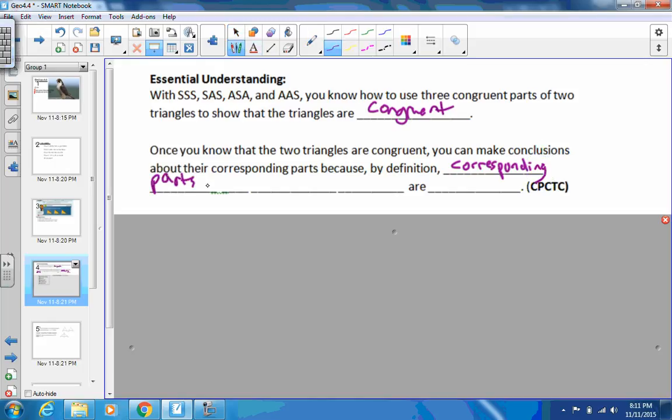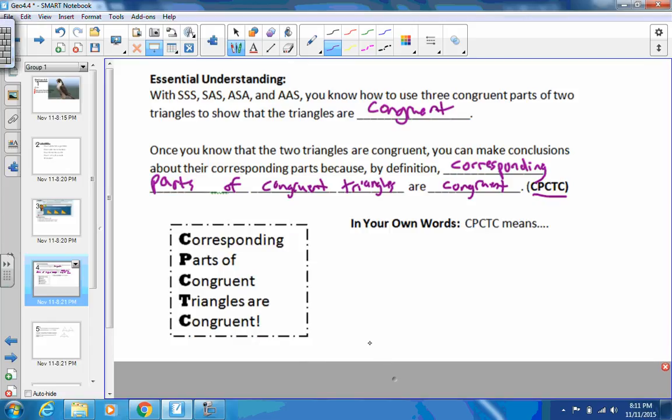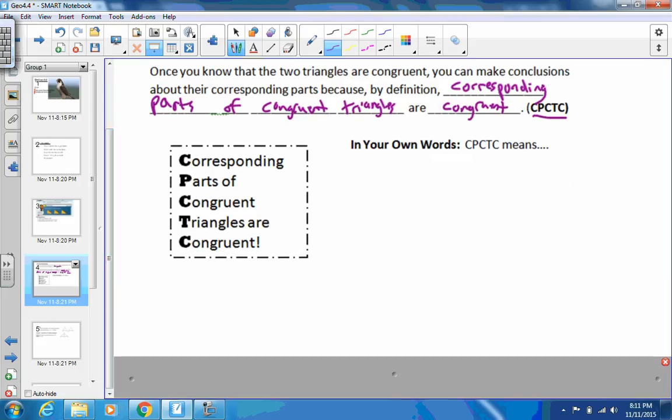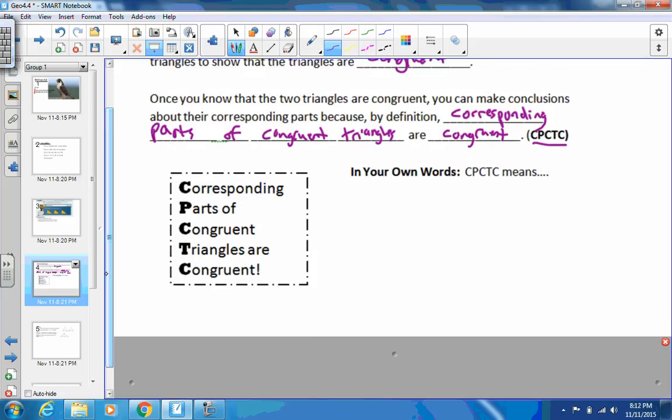Corresponding parts of congruent triangles are congruent. And that's actually a definition, so we can use this as a reasoning for our proofs. I'm going to allow you to use the abbreviation CPCTC. CPCTC stands for corresponding parts of congruent triangles are congruent. If you want to put that into your own words, feel free to do so. How would you describe to someone what CPCTC means?